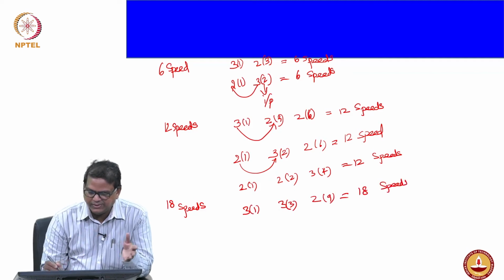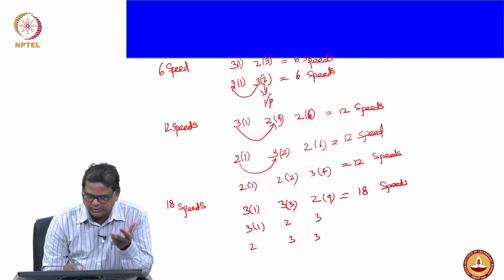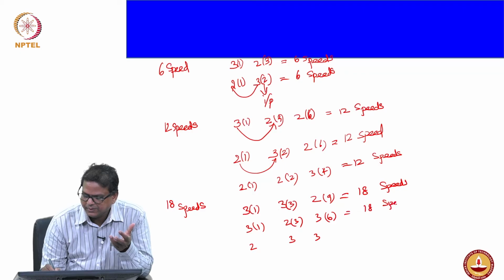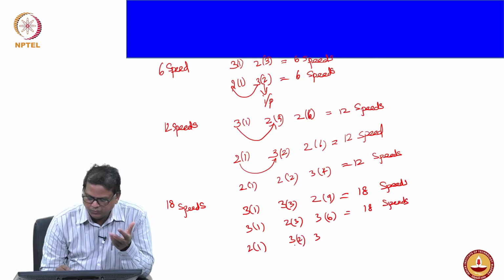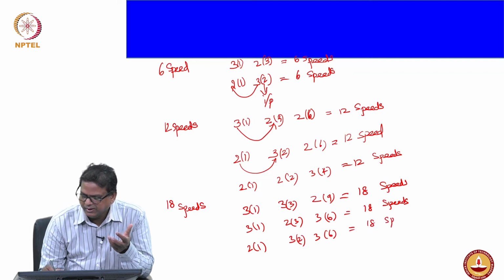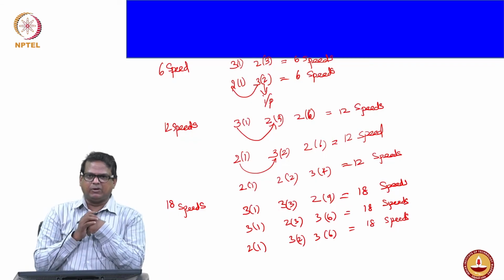Again you can change the various combinations the same way. You can have like 3, 2, 3, then 2, 3, 3. So, this is the way you can do that, and this should be 6, 18 speed. Sorry, it will be 2 and again 6, right, 18 speed. Excellent.